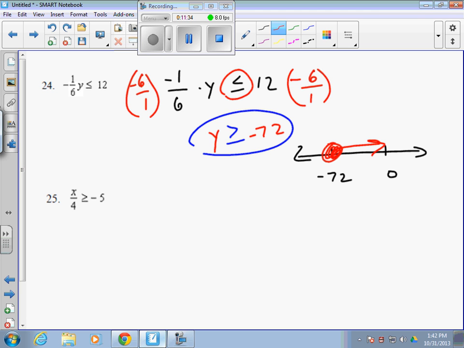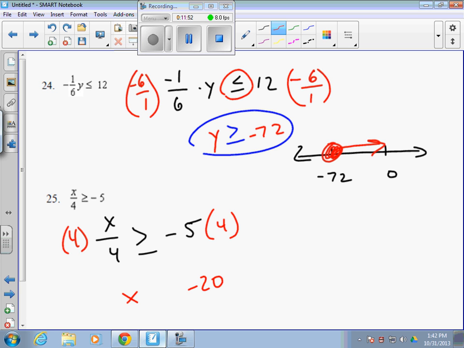X over 5 is greater than or equal to -5. Undo, I said over 5. X over 4 is greater than or equal to -5. Undo over 4, or divide by 4, by multiplying it. Do the same here. X, -5 times 4 we know is -20.